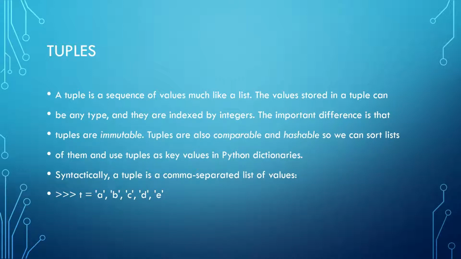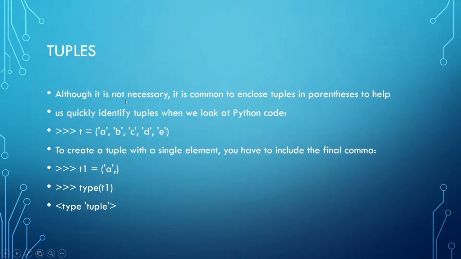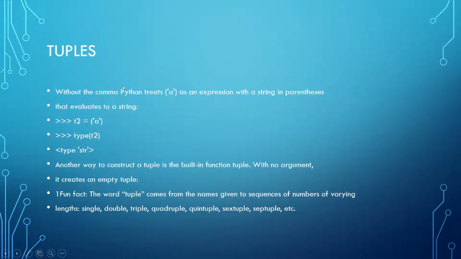Syntactically, a tuple is a comma-separated list of values. So syntactically, this is how a tuple would look. Although it is not necessary, it is common to enclose tuples in parentheses to help us quickly identify tuples when we look at Python code. And here, t = ('a', 'b', 'c', 'd', 'e'). To create a tuple with a single element, you have to include the final comma. Without the comma, Python treats ('a') as an expression with a string in parentheses that evaluates to a string.